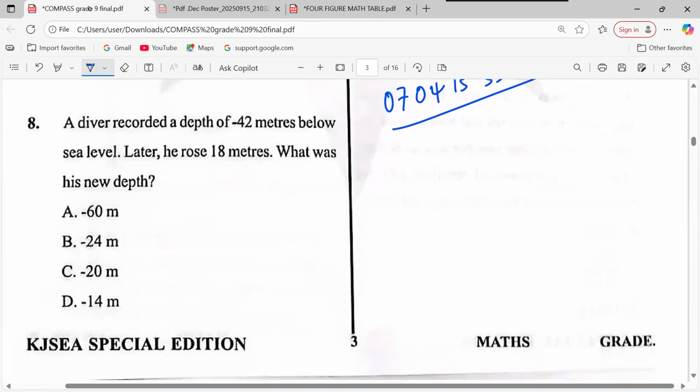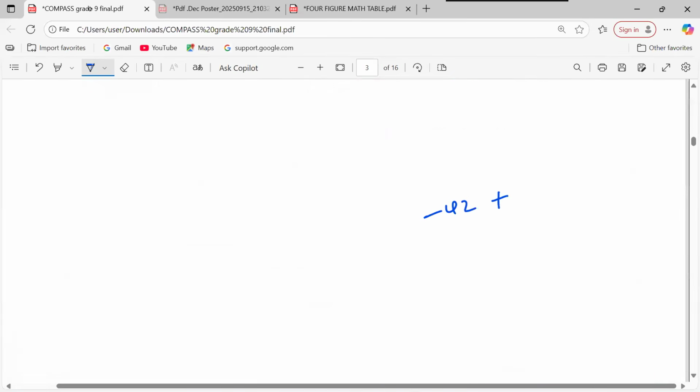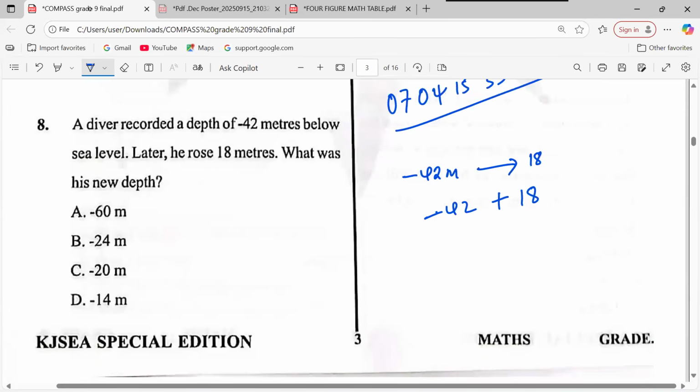In number 8, a diver recorded a depth of negative 42 meters below the sea level. Later, he rose 18 meters. What is his new depth? So from negative 42 meters by 18 units, where are we going to be? Negative 42 plus 18. Now, if it was negative 42 and we were going deeper, it would have been addition. We add the two negatives.